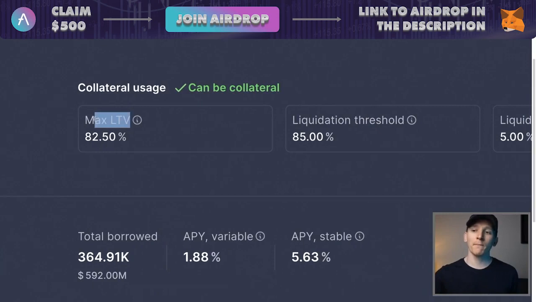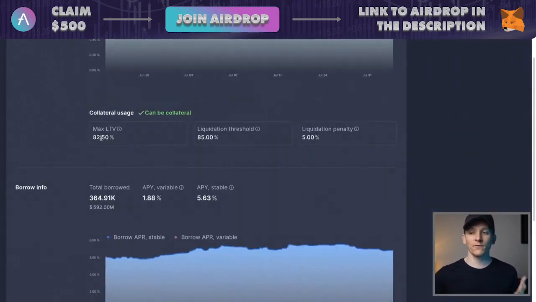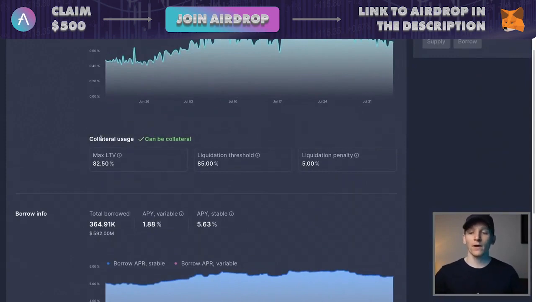What you can see here is that the max LTV, loan to value, is 82.5% for Ethereum. That means that if you have $10,000 of Ethereum, you can only borrow 82.5% of that value in other coins, $8,250. So this is called over-collateralization because it's a decentralized protocol. They need to know that they have more assets on your account than you're borrowing against. So if anything happens to the value of those assets going down in value, they can sell those assets and still have plenty to pay off your loans.